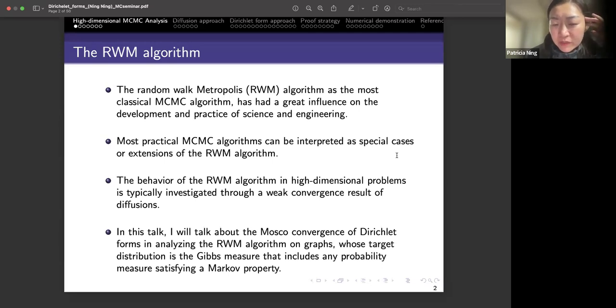In this talk, I will talk about the Mosco convergence of Dirichlet forms in analyzing the RWM algorithm on graphs, whose target distribution is the Gibbs measure, which includes any probability measure satisfying a Markov property.